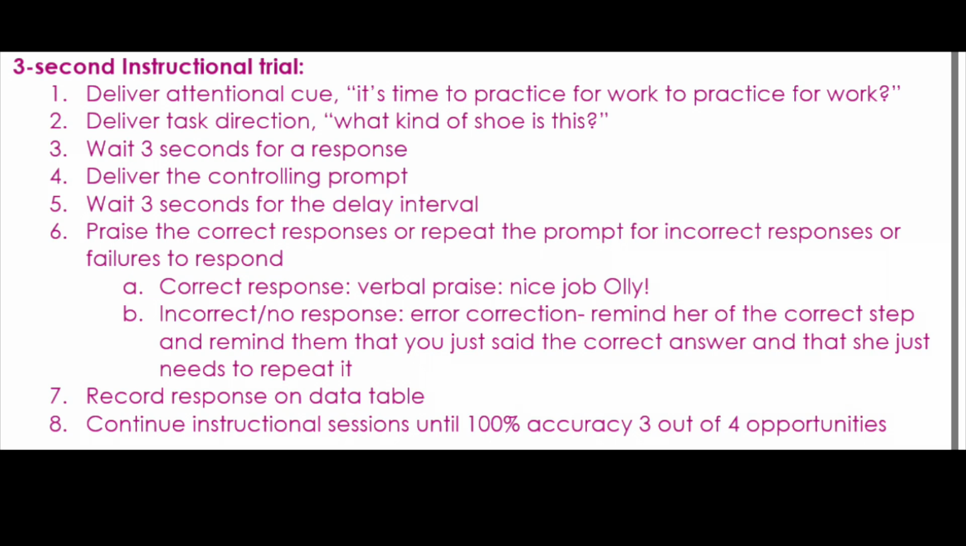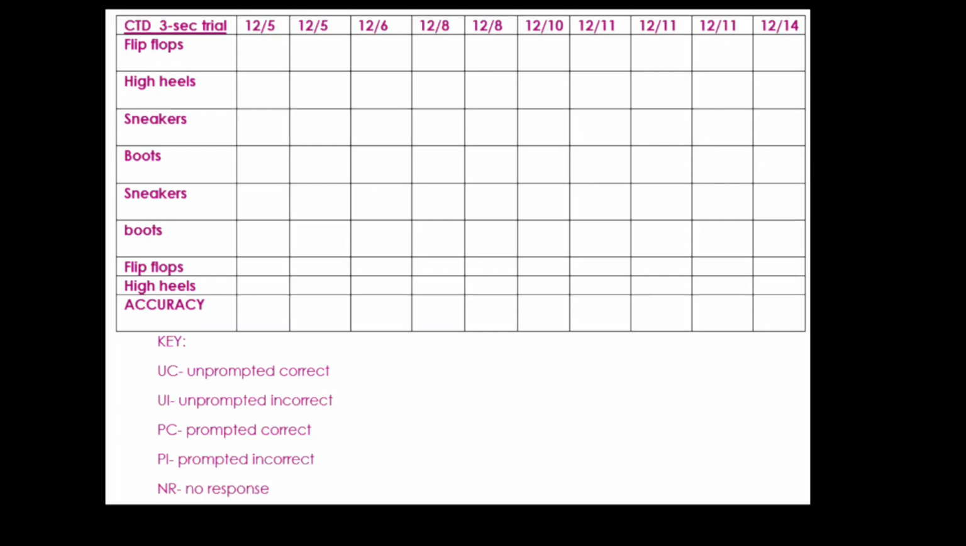So this is the operationalization, or the steps that break down this trial for the 3-second time delay. So we will be following this in the following clip. So this is the data table for constant time delay for the 3-second trial. In each of the boxes, there are different things that you can put in them. Unprompted correct would be if they answer before you give the controlling prompt, and it was correct. Unprompted incorrect would be before the controlling prompt, but it was not correct. Prompted correct would be after the controlling prompt correctly. Prompted incorrect would be after the controlling prompt incorrectly, and then you could mark no response. So you'd be marking those as you go and then calculating the accuracy after each instructional session.